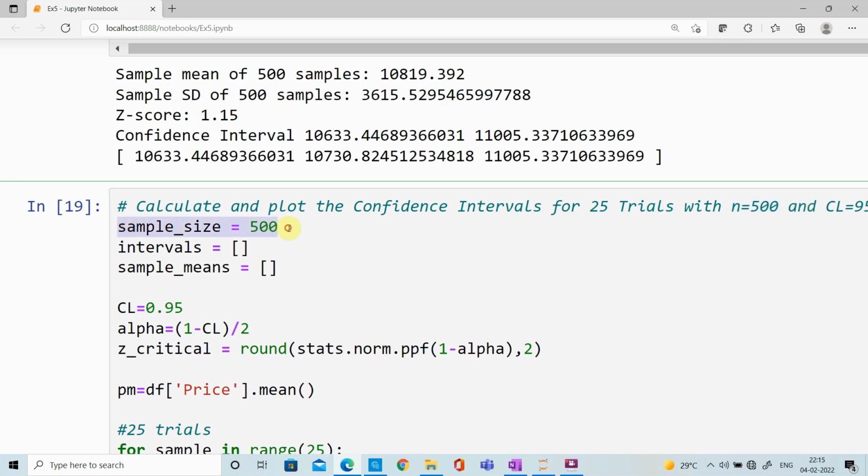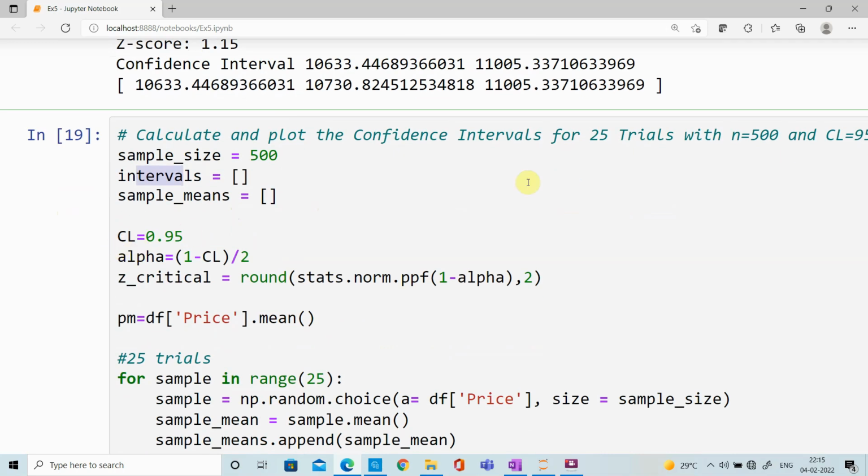From the population, I need to take only 500 samples, and I need to repeat this process 25 times. Every time I will get a sample mean and a confidence interval. So to store that information, I am going to have an array to store the sample means and the intervals for every one of the 25 times. And I am going to do this for a confidence level of 95%. So I have calculated the Z score for 95%, that you know, which is 1.96.